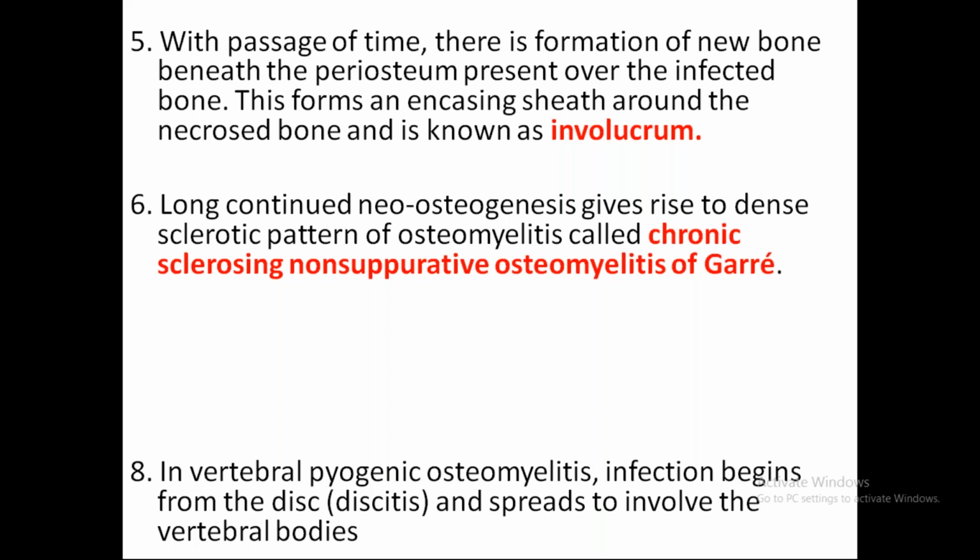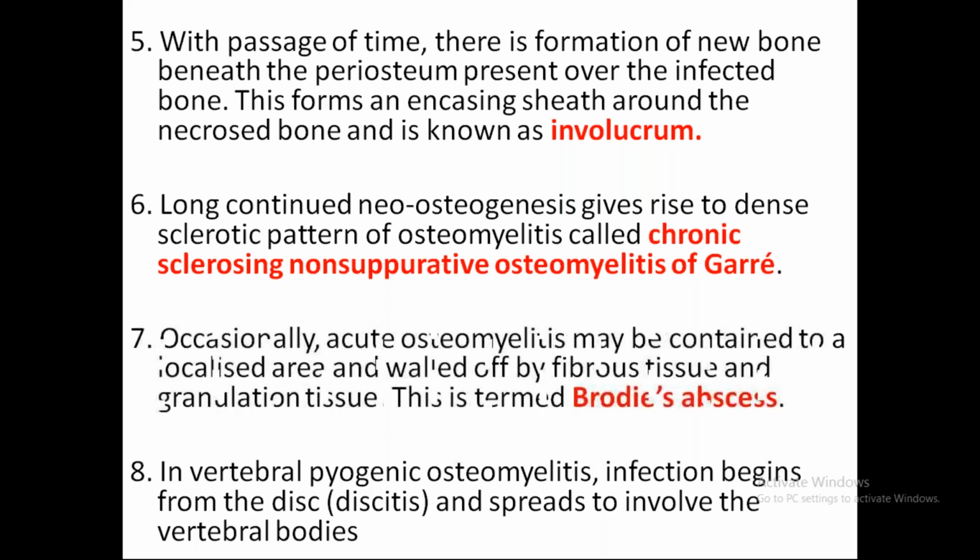This leads to chronic sclerosing, that is, the collagenous part increases in quantity and the inflammatory part reduces, producing chronic sclerosing non-suppurative osteomyelitis of Garré. Occasionally, acute osteomyelitis may be contained to a localized area and walled off, that is, surrounded by fibrous tissue and granulation tissue, which is termed Brodie's abscess. It is within the bone, a suppurative collection composed of neutrophils and macrophages, surrounded by fibrous tissue and granulation tissue.